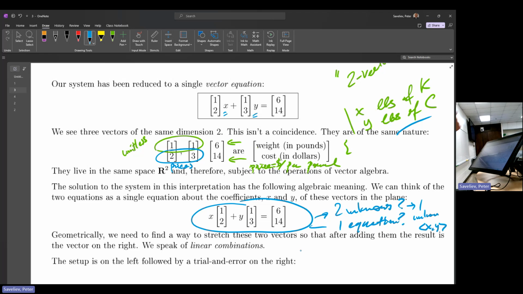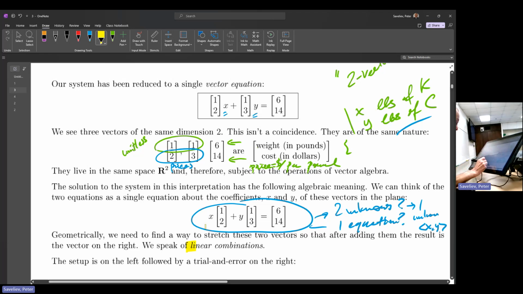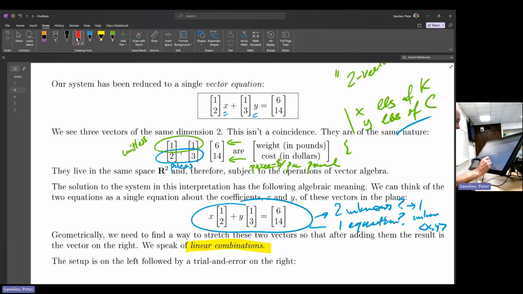So it's the two vectors that stretch back and forth, and then all the possible sums of them will produce a result which is supposed to hit exactly 614. This is called linear combinations. A linear combination of what? Of 1, 2 and of 1, 3. Linear combination means exactly that: you just multiply by a number and then add together.